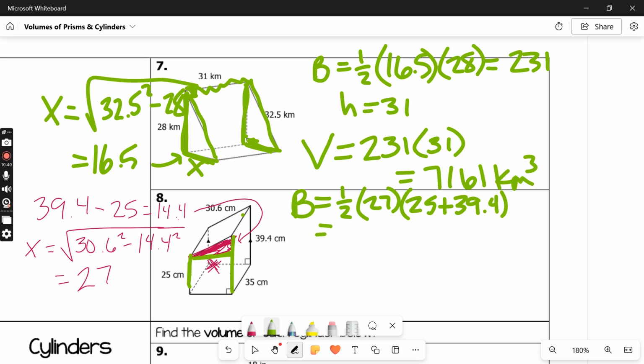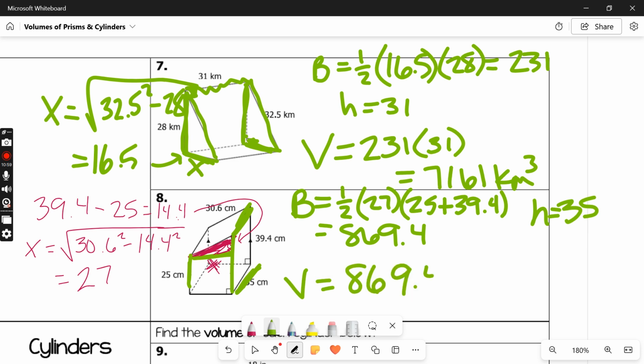Okay, so the overall area of that trapezoid is 869.4. And the height that's connecting the two bases is this number, which is that 35. Okay, so my volume is going to be 869.4 times 35, which is 30,429 centimeters cubed.